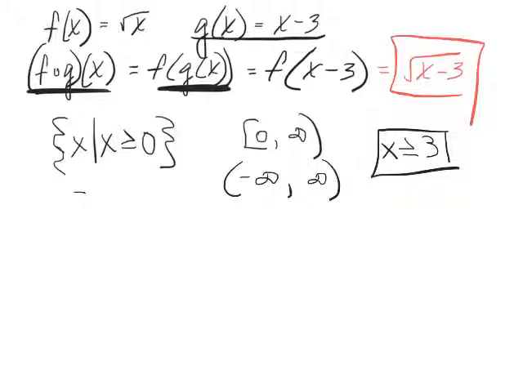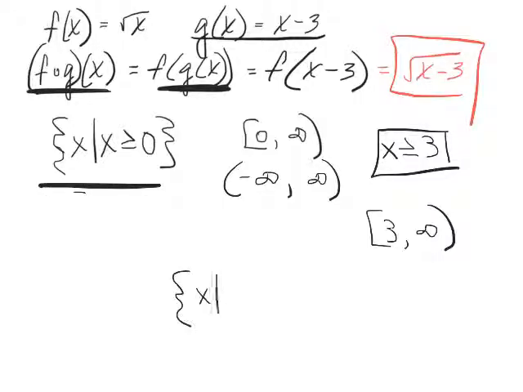So we could write that in interval notation as 3, infinity, or in set builder notation as the set of all x such that x is greater than or equal to 3. Okay, so there is the domain. Okay, so you do the same thing with your g composite f. It's just we didn't find that in this one, so don't worry about that.